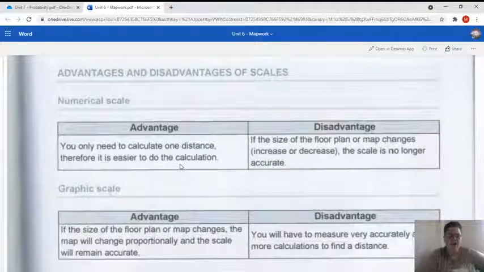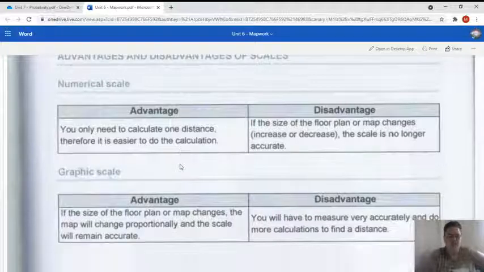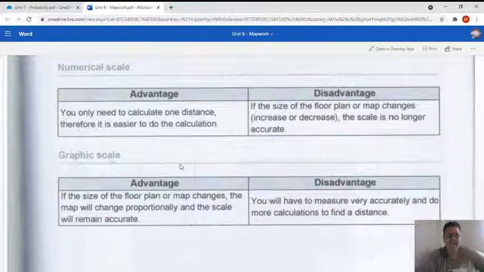What are the advantages and disadvantages of the scale? Advantage: you only need to calculate one distance. This is the numerical scale, also known as the ratio scale. So you only need to calculate one distance. Therefore, it is easier to do the calculation.